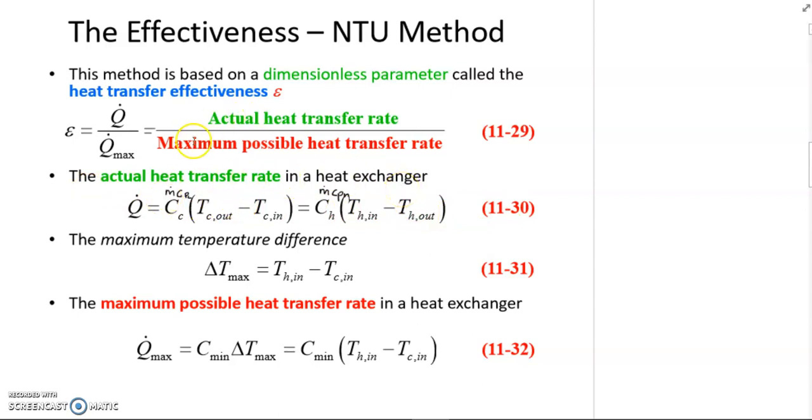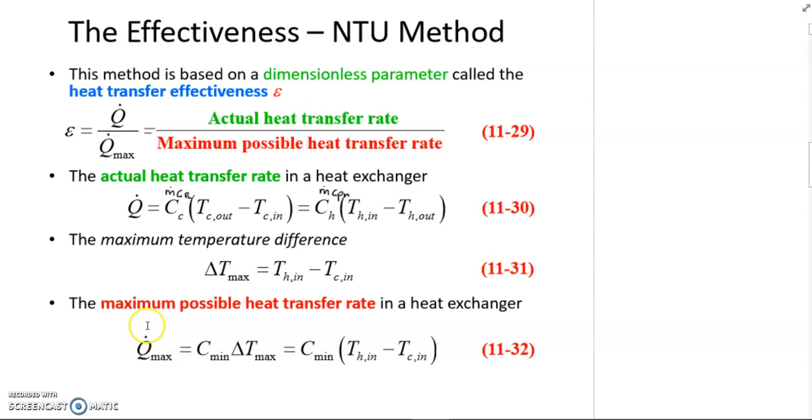And for the denominator, the bottom one, Q dot max is equal to C min multiplied by delta T max, where your delta T max is your highest temperature difference. You have four temperatures, right? T H in, T H out, T C in, and T C out. You have to take the highest temperature minus the lowest temperature. So your delta T max is equal to T H in minus T C in.